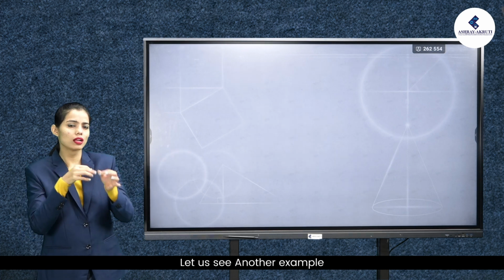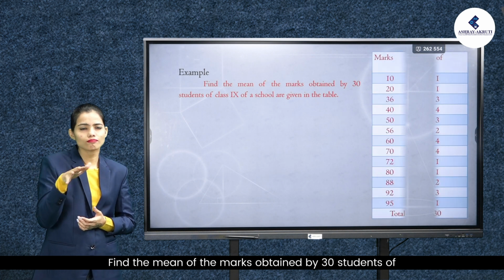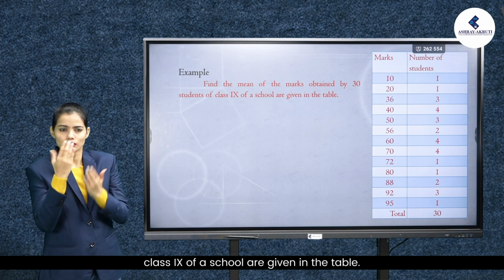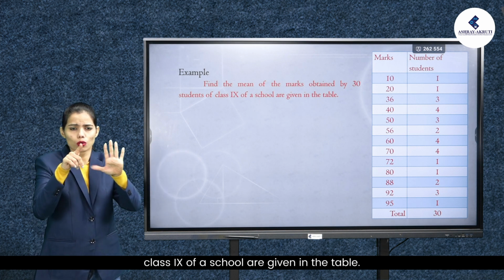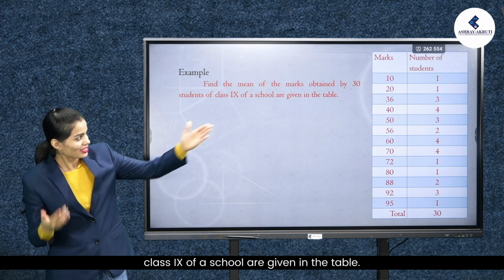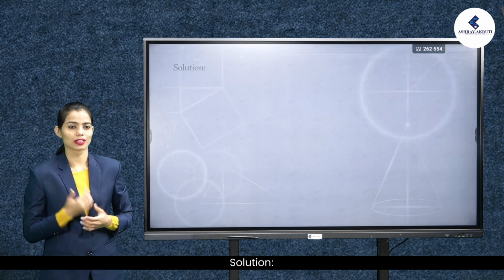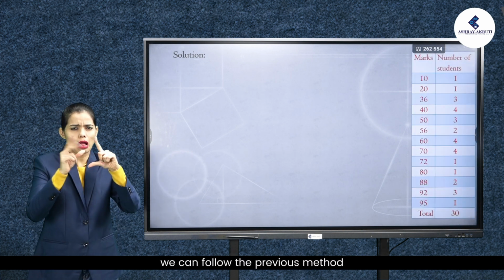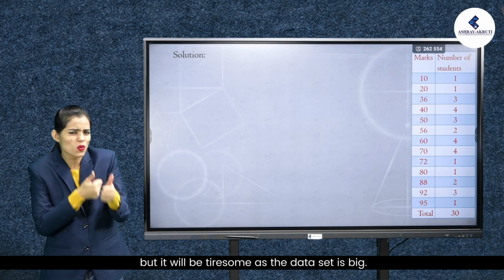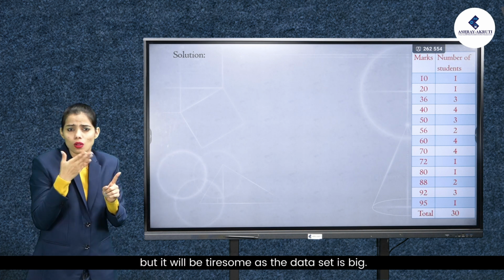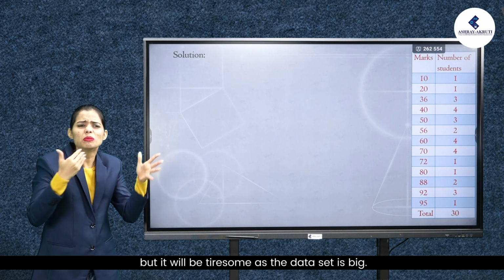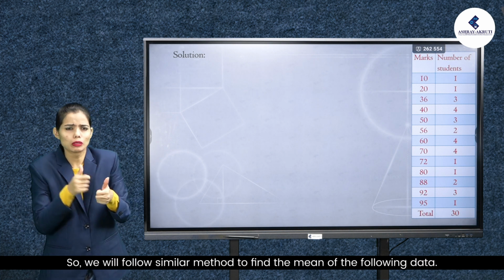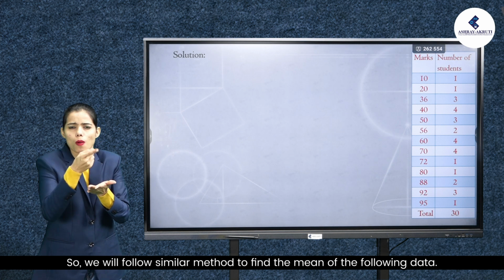Let us see another example. Find the mean of the marks obtained by 30 students of class 9 of a school, given in the table. Solution. The given table is an ungrouped frequency table. We can follow the previous method, but it will be tiresome as the data set is big. So, we will follow a similar method to find the mean of the following data.